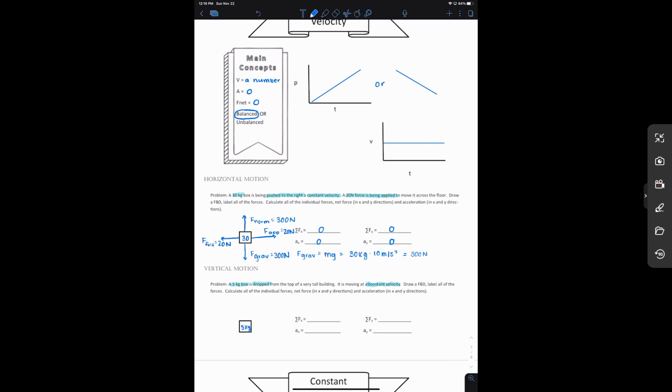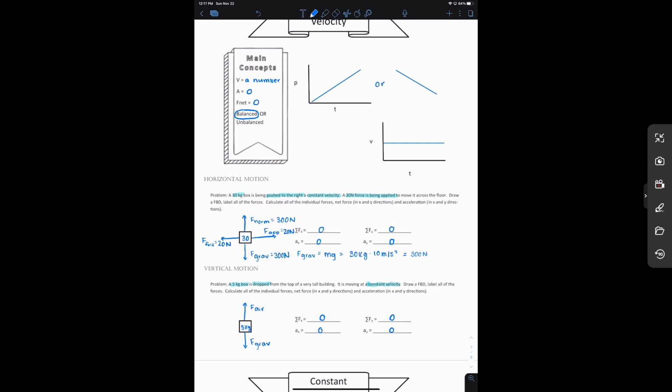We still have the force of gravity acting downwards. This time, since it's moving through the air, we're going to have an air resistance force, so force due to air. And it's moving at constant velocity, so that tells us that our net forces and our accelerations are going to be 0 in all x and y directions.